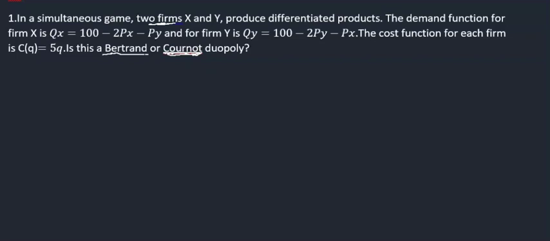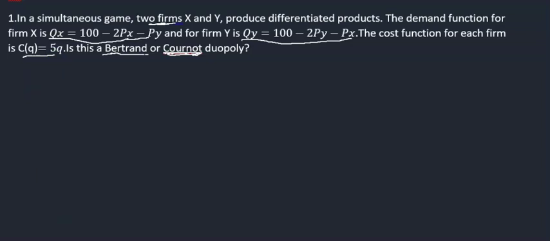In a simultaneous game, two firms, X and Y, produce differentiated products. The demand function for X is given by this expression, and the demand for firm Y is given by this expression here. The cost function for each firm is that. Is this a Bertrand or a Cournot Duopoly?